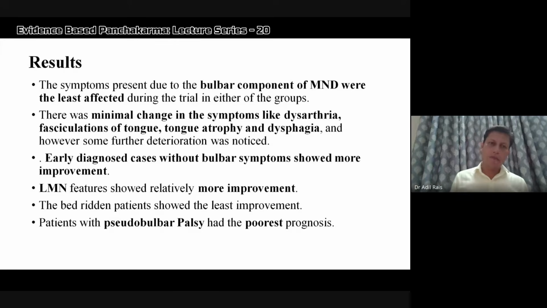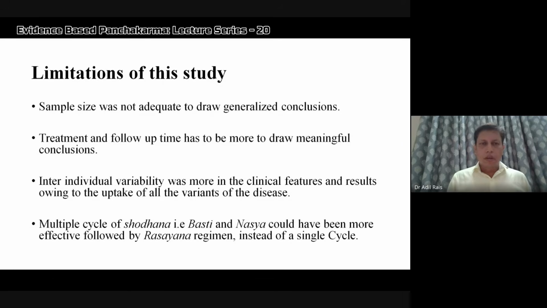And in fact, after the completion of the trial, three patients succumbed to their symptoms. Eventually, they died. Unfortunately. Now, the limitations of this study.